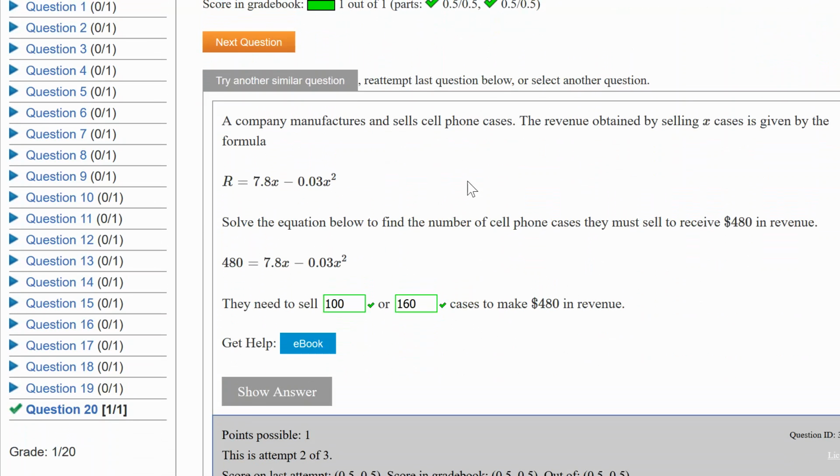Again, your problem is not going to be the exact same problem. Yours may be, or will be, very similar.